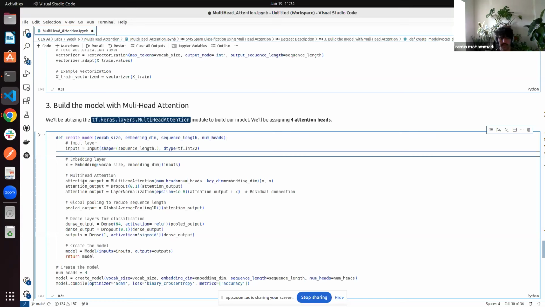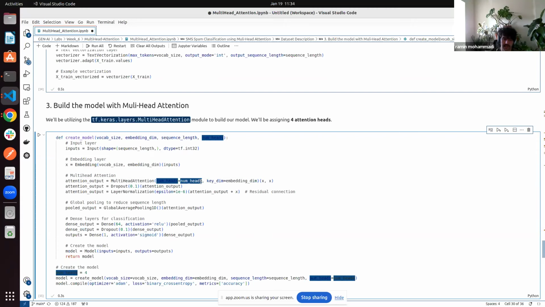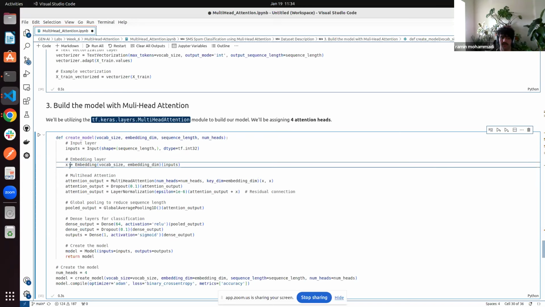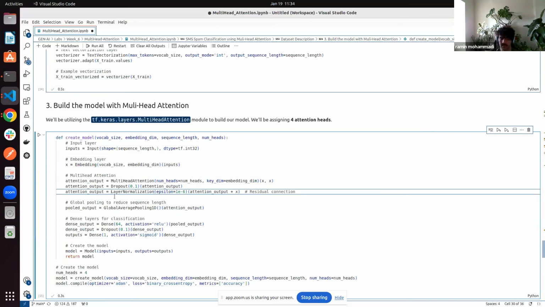Then we have this multi-head attention layer, which we say needs this many heads, and this is the embedding dimension. As an input, it gets X, which is the output of the embedding layer. So X is our key and X is our query at the same time. After that, we apply a dropout to the attention output. And then we do some sort of layer normalization, and we also add a residual connection.